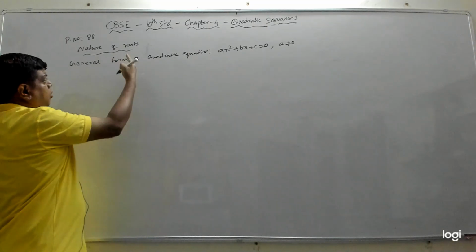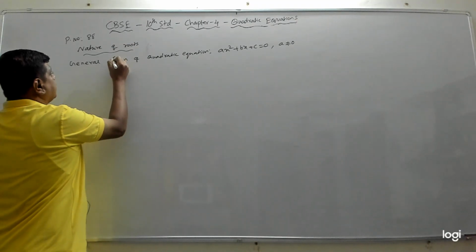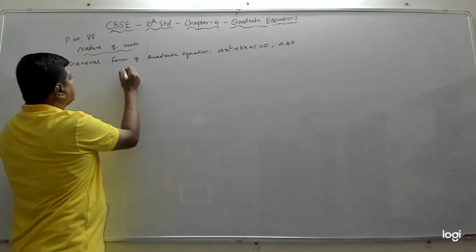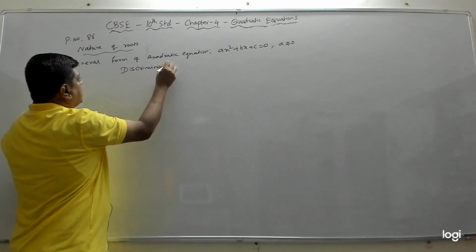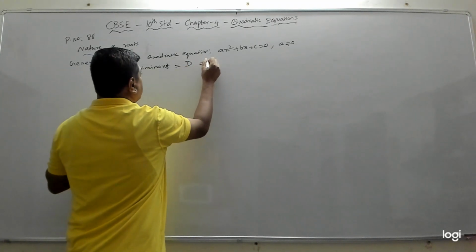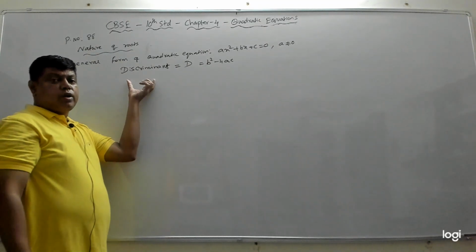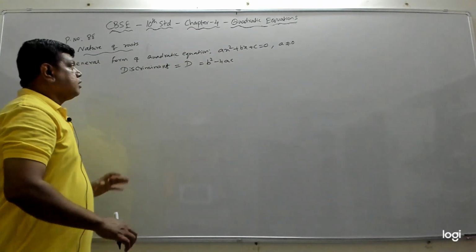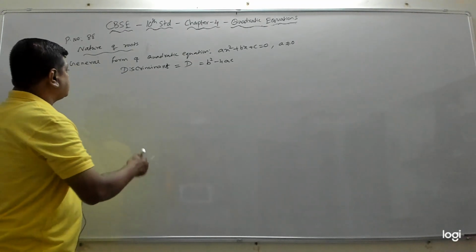And when we talk about the nature of the roots, which we had discussed in the earlier videos also, nature of the roots means we will find the value of the discriminant, and that is denoted by the letter D. D is given by the formula b square minus 4ac. So depending on the value of the discriminant, we can tell how the roots of this quadratic equation will be. The condition is also given on page number 89 in your book.